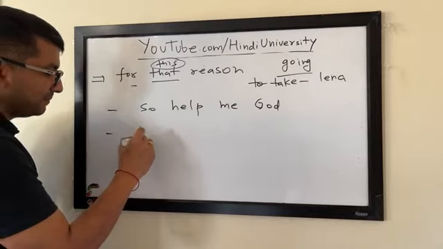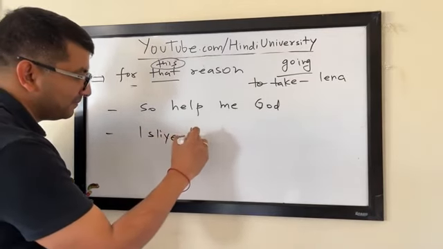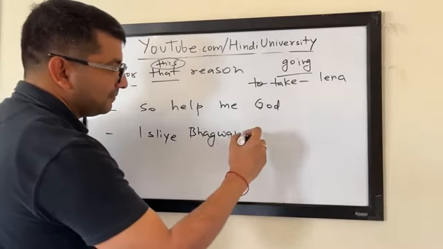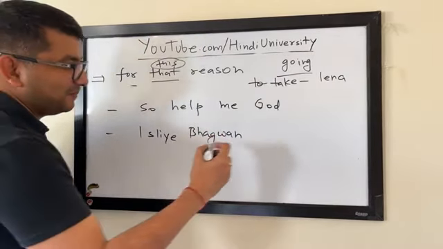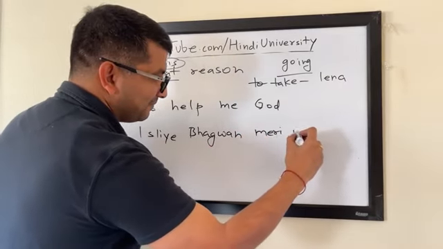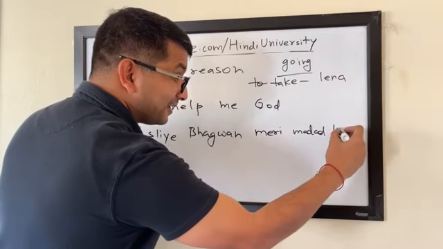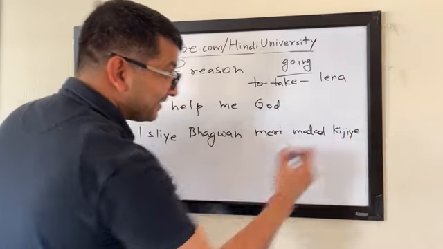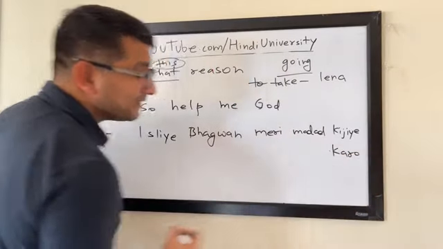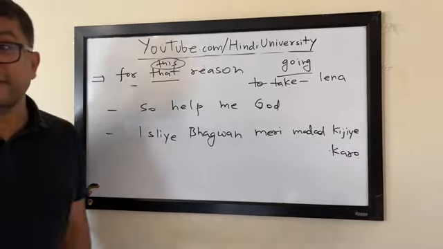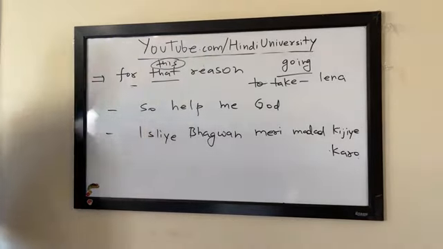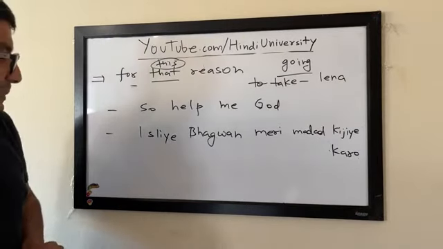इसलिए भगवान मुझे मेरी मदद कीजिए. Very good. Amazing. Okay, इसलिए भगवान मेरी मदद कीजिए और मेरी मदद करो. Either way is fine. But amazing, like it just came to you without any kind of hesitation or problem. That's amazing. इसलिए भगवान मेरी मदद करो और भगवान मेरी मदद कीजिए.